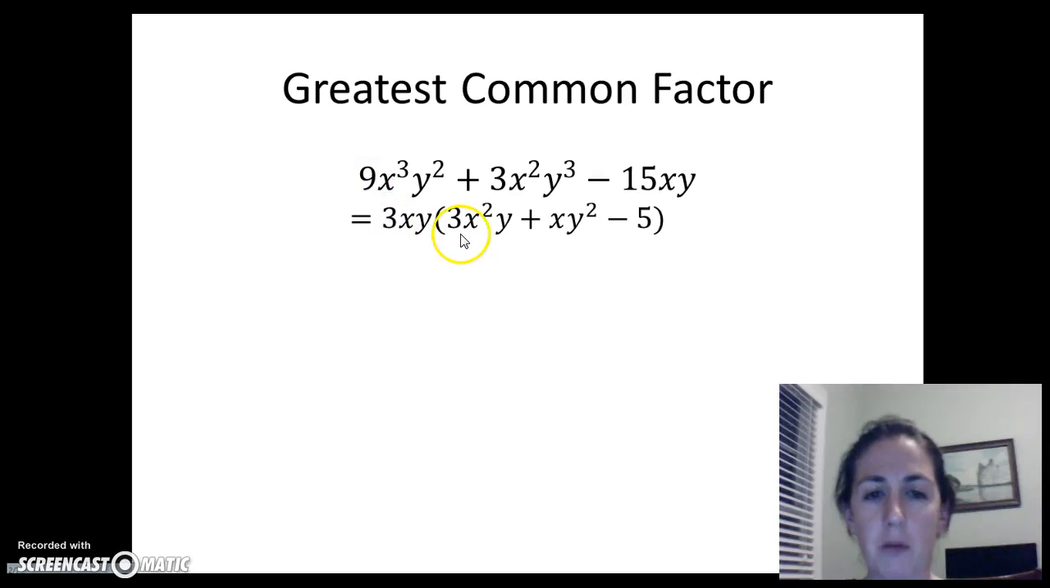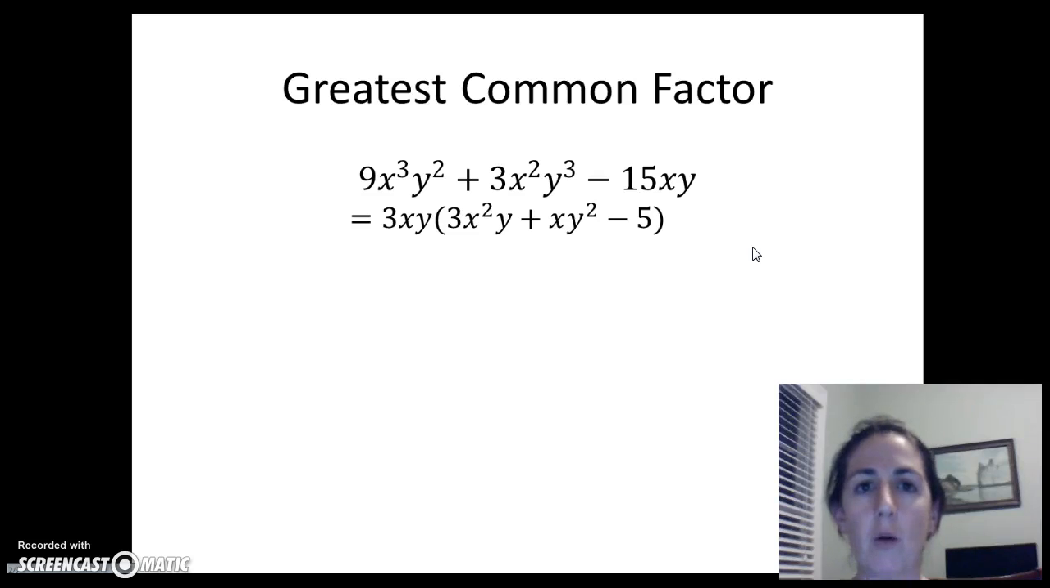So 9 divided by 3 gives us 3. X cubed divided by x leaves us with x squared. Y squared divided by y leaves us with y. Do it to the next term. 3 divided by 3 is 1. We don't have to write the 1. X squared divided by x is x. And y cubed divided by y is y squared. And then we'll do it to the third term. Negative 15 divided by 3 is negative 5. X over x cancels, y over y cancels.